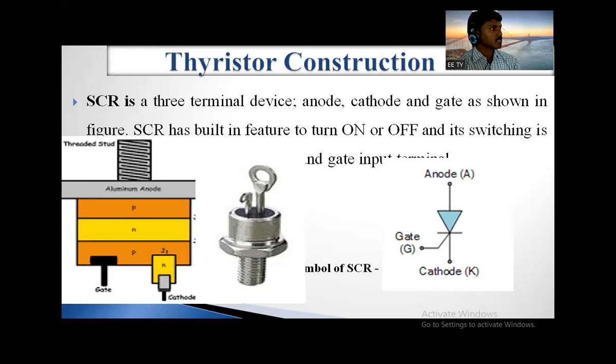The symbolic structure of the SCR: it has three terminals, anode, cathode, and gate. It has four layers, P layer, N layer, P layer, N layer, and it has three junctions, J1, J2, J3. Clear? So the symbol is like this. If anywhere you want to draw the SCR, just draw the symbol only. No need to draw the layers like this. Okay.